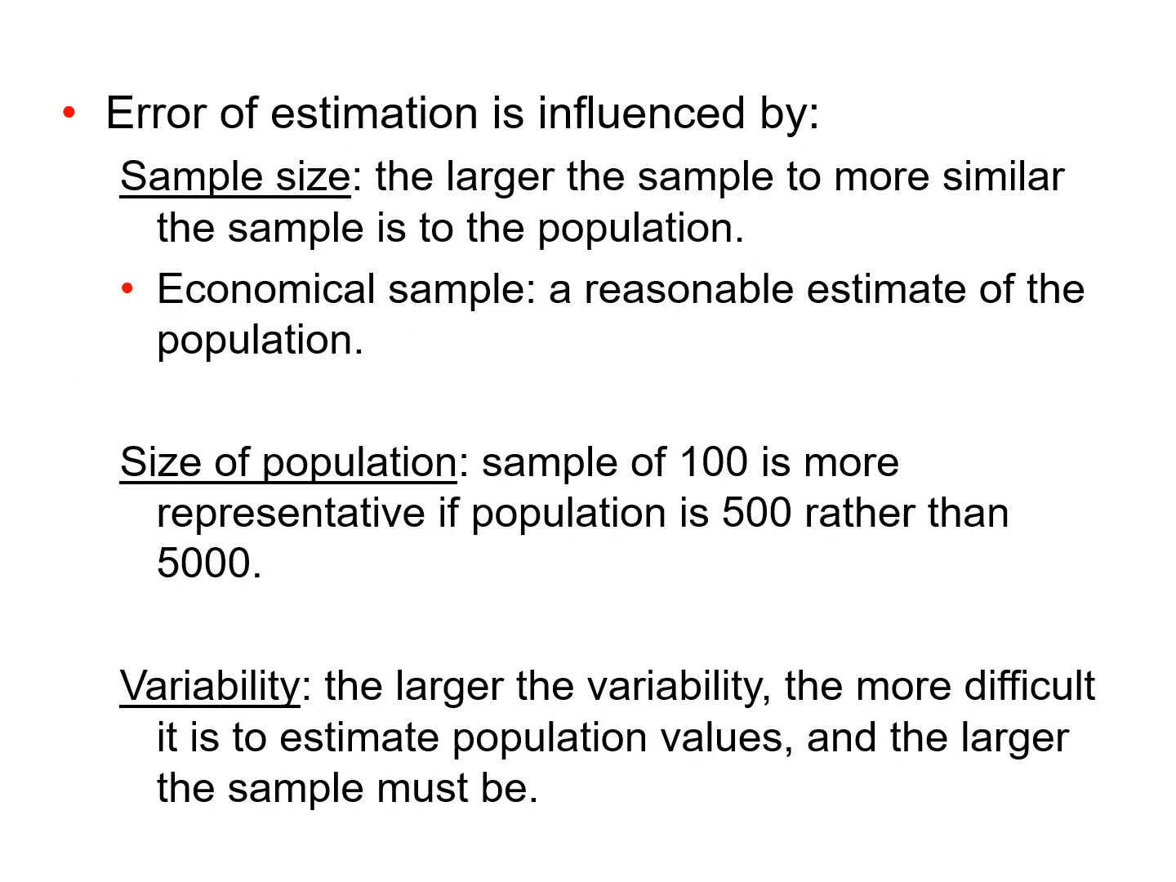So this error of estimation is influenced by the sample size. The larger the sample, the more similar the sample is to the population. But we have to remember that we want an economical sample, which is a reasonable estimate of the population. It also depends on the size of the population. So a sample of 100 is more representative if the population is 500 rather than 5,000. And variability. The larger the variability, the more difficult it is to estimate population values, and the larger the sample must be.